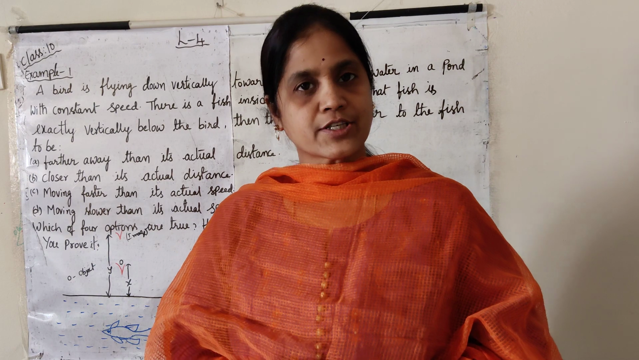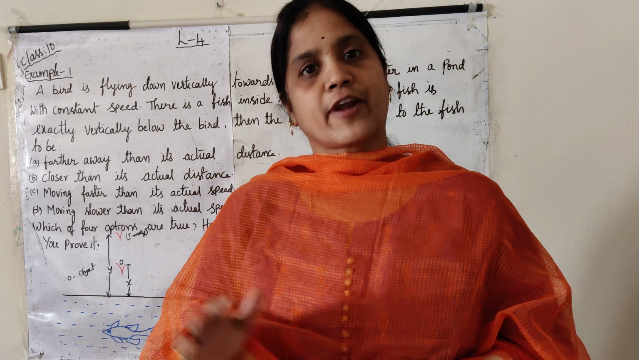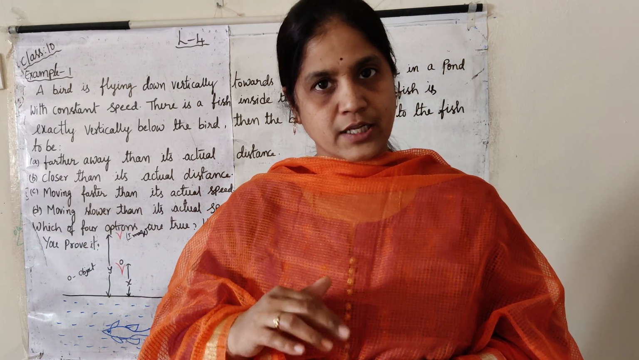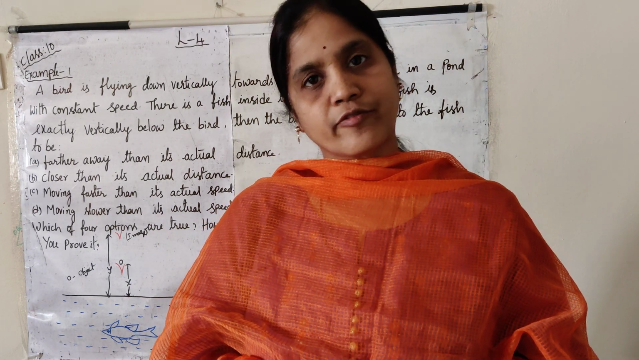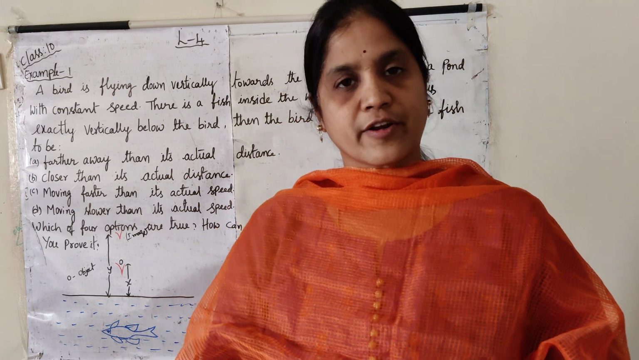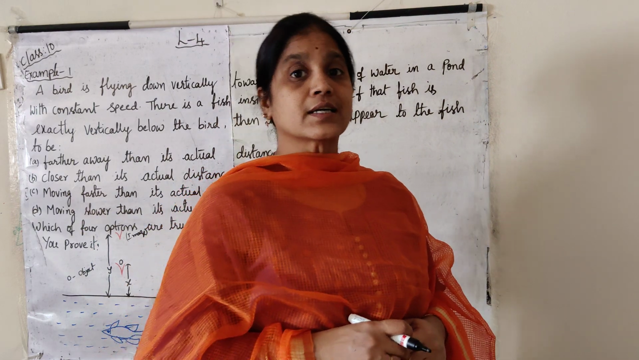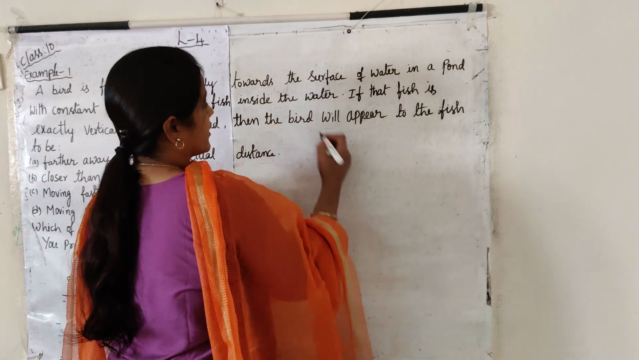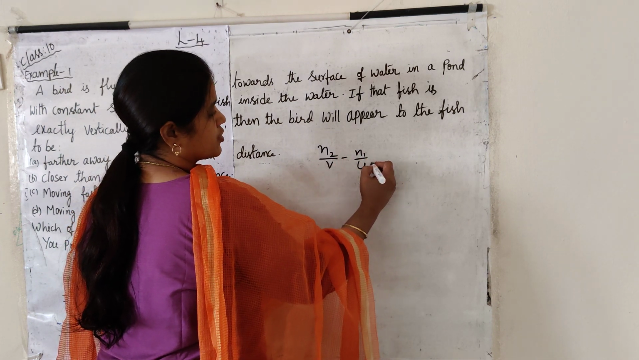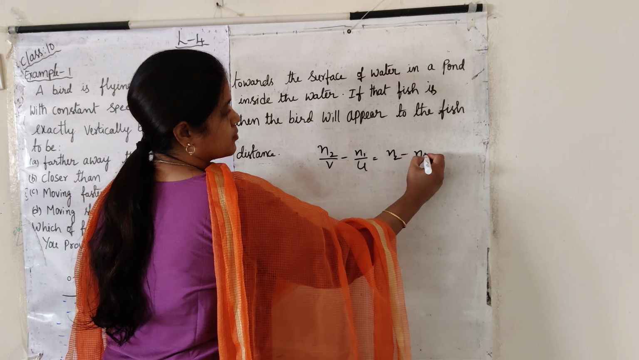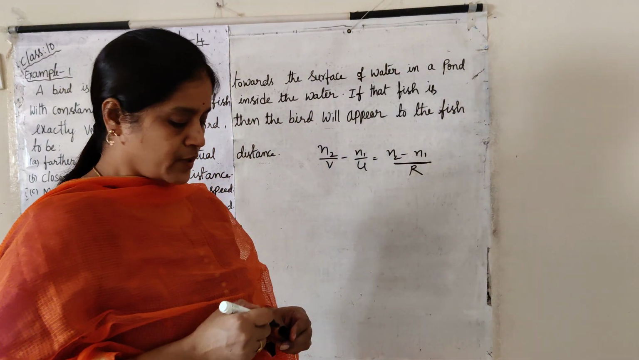Actually, refraction takes place in two surfaces: refraction at the plane surface and refraction at the curved surface. Based on these two surfaces, we have two different formulas. First I'll start with the refraction at curved surfaces. For that we have the formula N2 by V minus N1 by U is equals to N2 minus N1 by R.